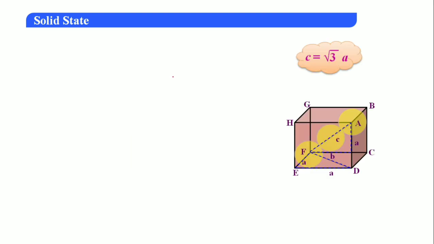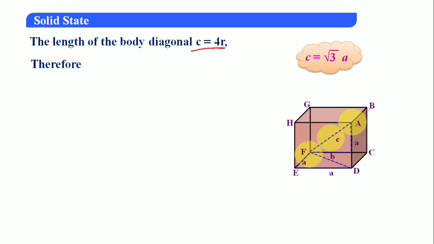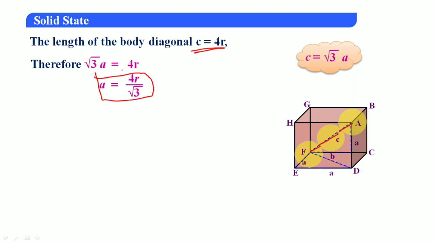Already we have seen C is equal to 4R. Correct? C is equal to 4R because here 1R, here 1R, here 1R, here 1R, 4R. Therefore, root 3 A is equal to 4R. So, A is equal to 4R by root 3. This is a very important edge length formula for BCC.